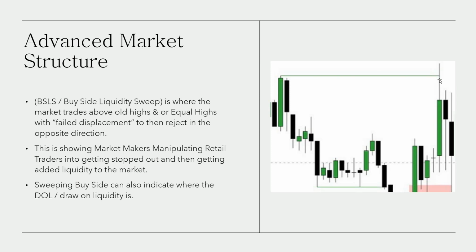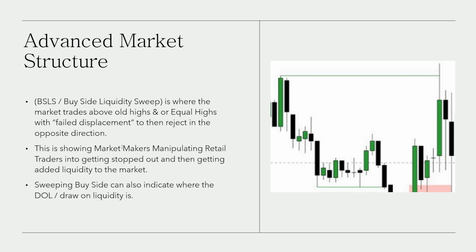So when you have that wick close above that high, this is known as a buy-side liquidity sweep. But what makes it a buy-side liquidity sweep indefinitely? That's when you have failed displacement, which is above the high with a wick close. That's when the candle closes, but it's only showing the wick pushing past that high.